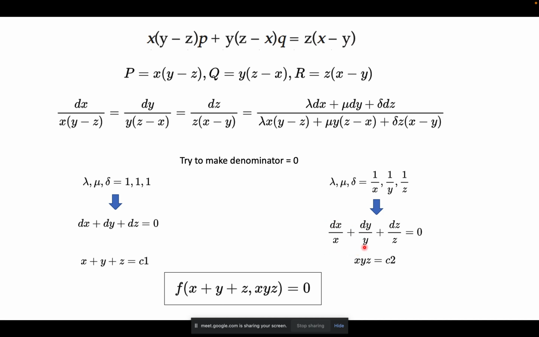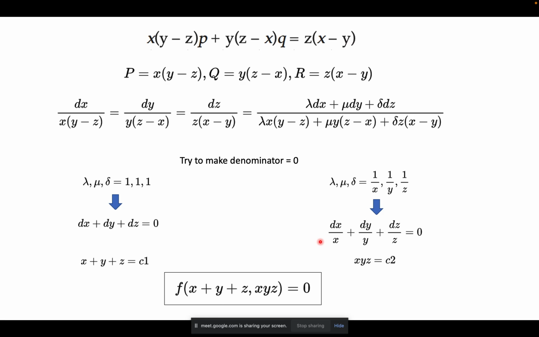And from here you can again integrate on both sides, and the integration of dx by x will be ln x, plus ln y plus ln z, and you can write this sum of ln x plus ln y plus ln z as a product. So you simply have xyz is equal to some constant c2, which is nothing but function v. So the final solution of this differential equation will be f of x plus y plus z, and xyz is equal to 0. So this is how you solve such type of problem.